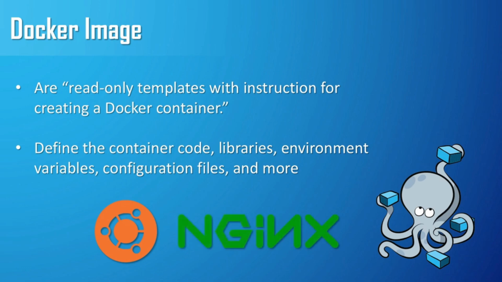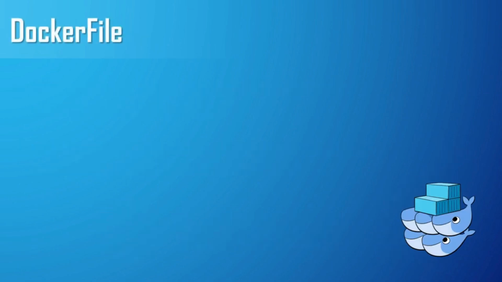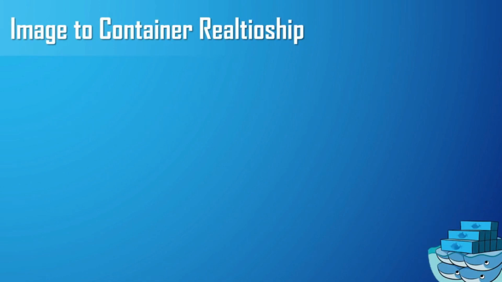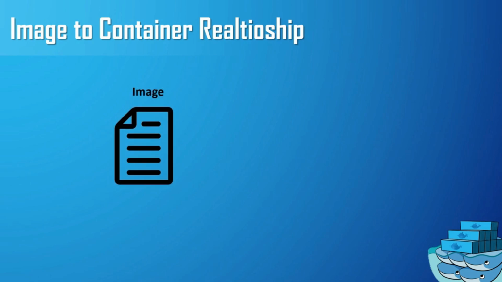Later on, we'll learn how to create images in this customized way with a special kind of file called the Dockerfile. In the Dockerfile, we outline the instructions for how the image will create the container. In the meantime, let's go over that image to container relationship once again, because it's an important concept to grasp within Docker. The Docker image is the assembled set of instructions, which outline how the container should be created.